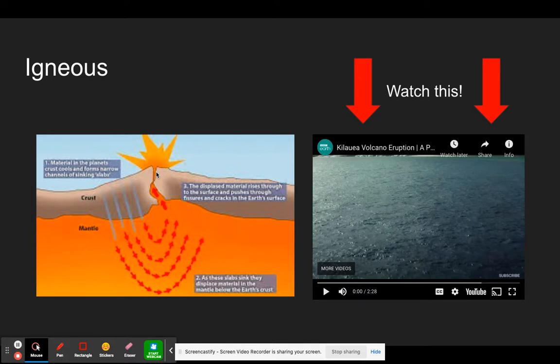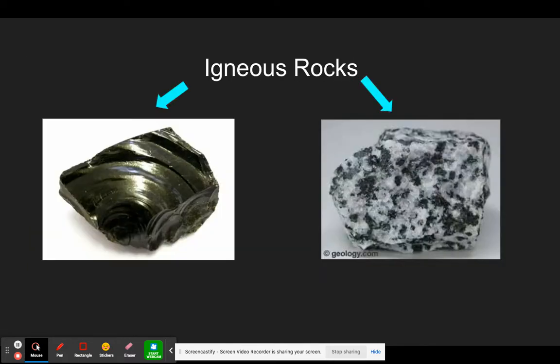So moving forward, when that magma or lava cools, it forms igneous rock. It forms two main categories of igneous rock. It can form this type over here, like this smooth, glassy rock kind, or it can form this type over here where it's more chunky and there's crystals. So these two main types of igneous rock are called extrusive and intrusive.